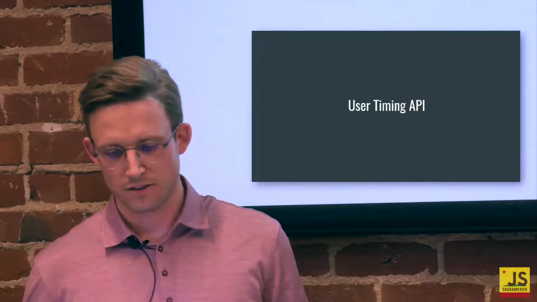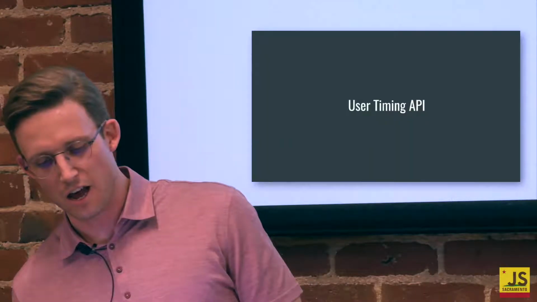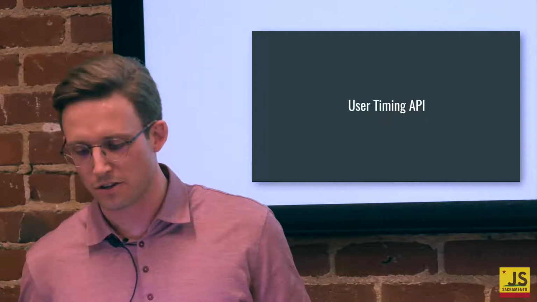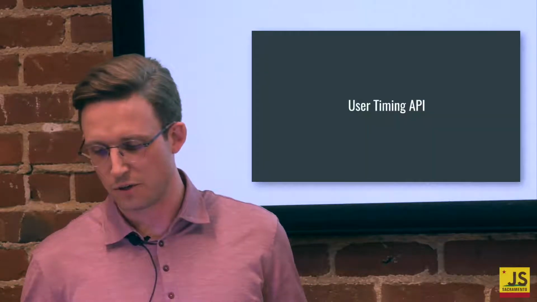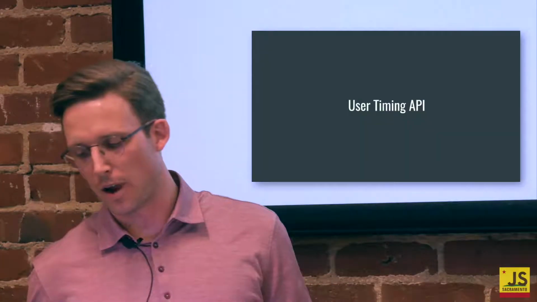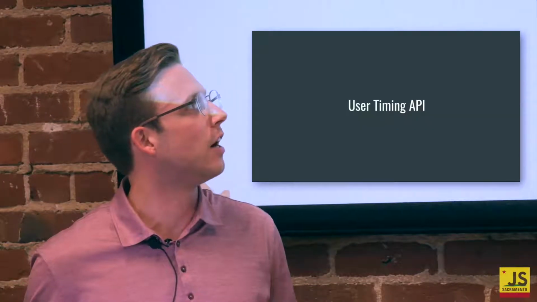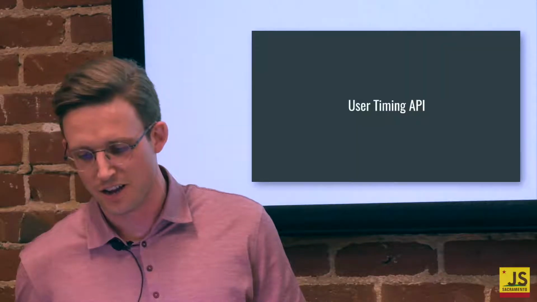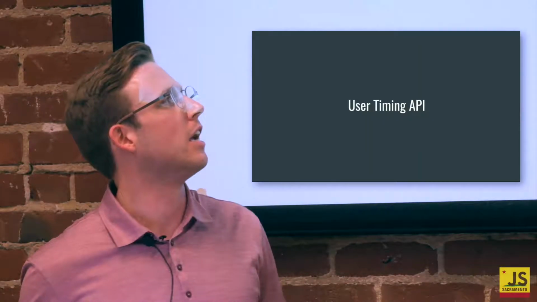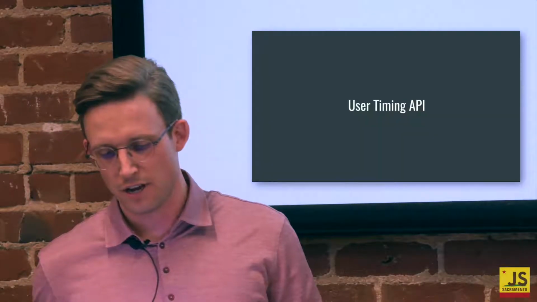Yes. So the user timing API allows us to accurately measure the interval between two distinct moments in time. The real meat of this API exposes two functions that we want to focus on. This is the performance mark and performance measure functions.